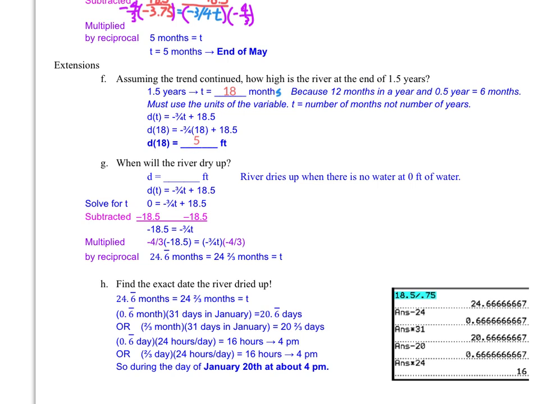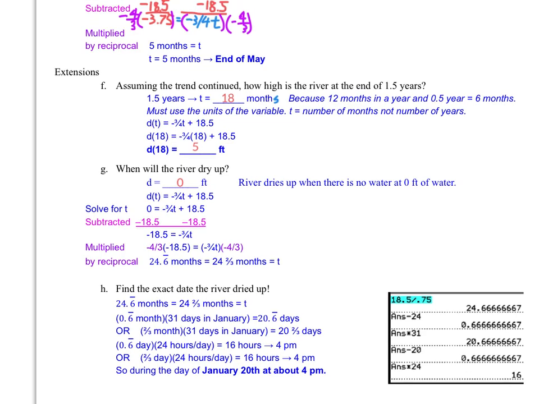Last question that might happen. When will the river dry up? That is a very common question, something I want to know. So when will the river dry up? Well, what would be the depth for a dried up river? The depth of water would be 0 feet. What this means is we're putting 0 in place of the D. So 0 equals negative 3/4 T plus 18.5.